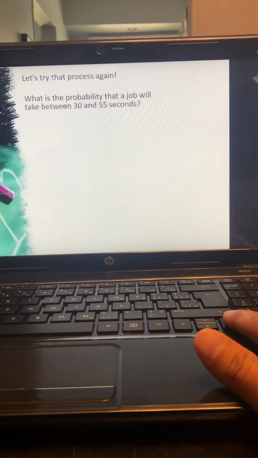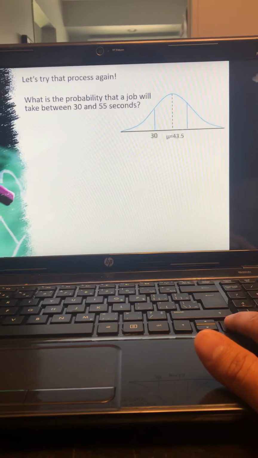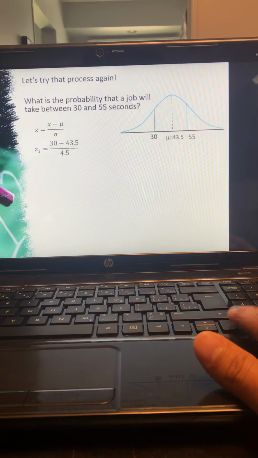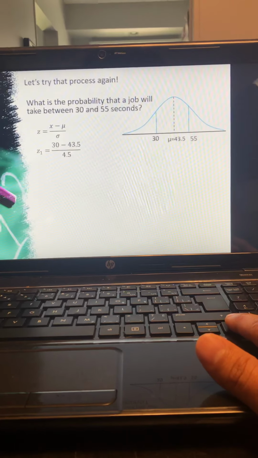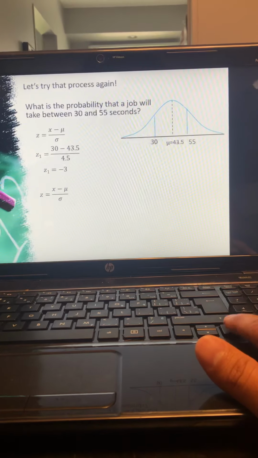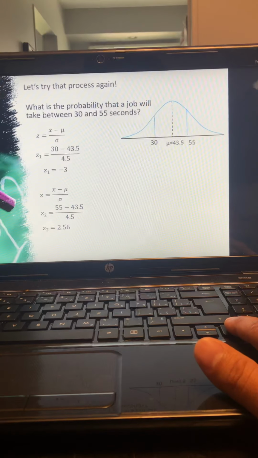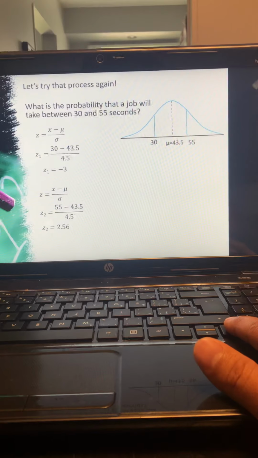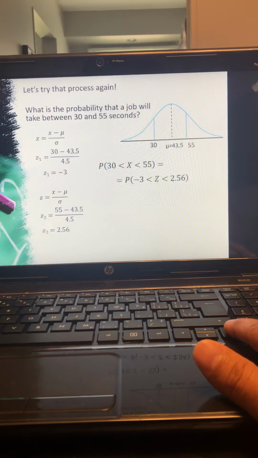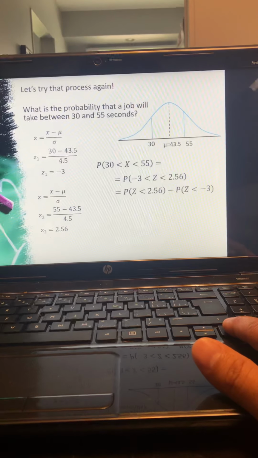Let's try it again. The probability a job will take 30 to 55. 30 with the same mean and standard deviation. 55, the same mean and standard deviation. Turn them into percentages. So find your percentages of your z-score.